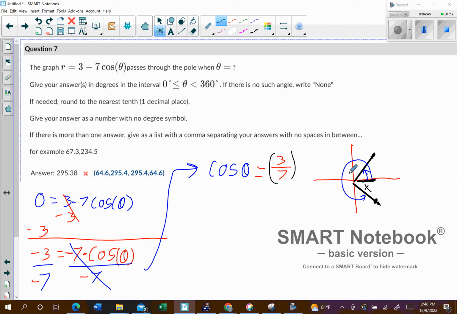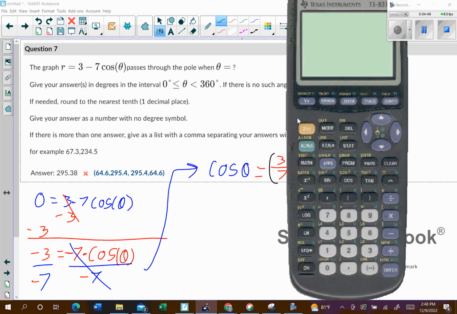So we are going to put it in the calculator.